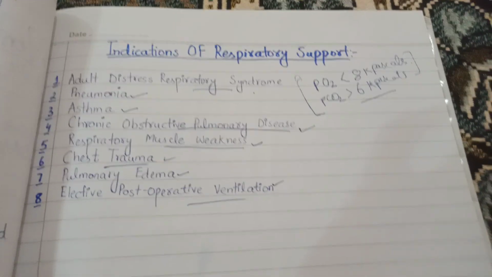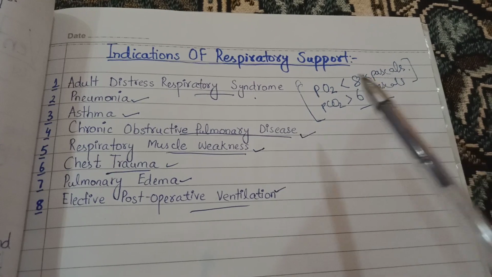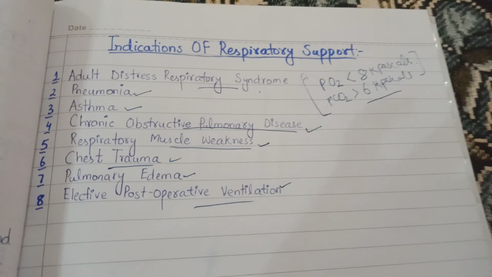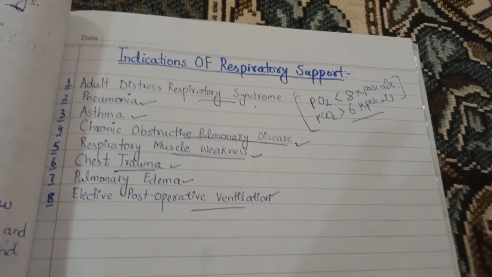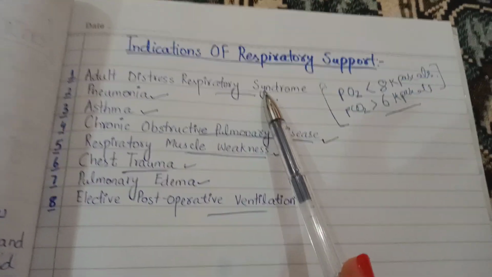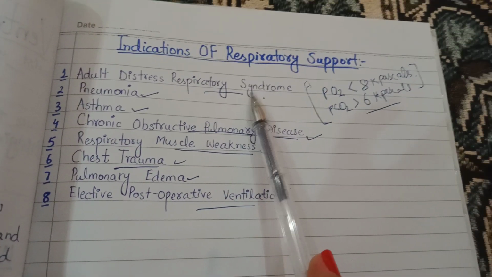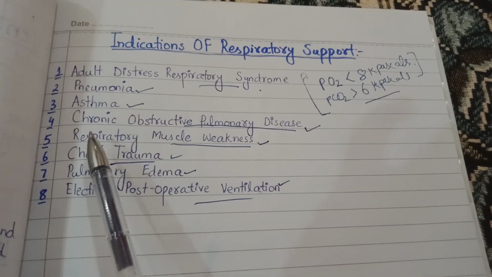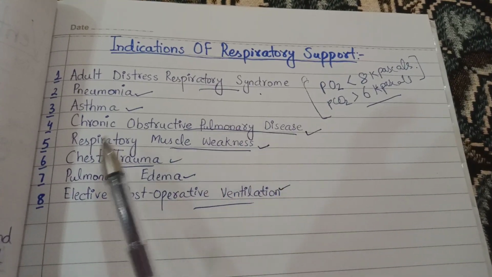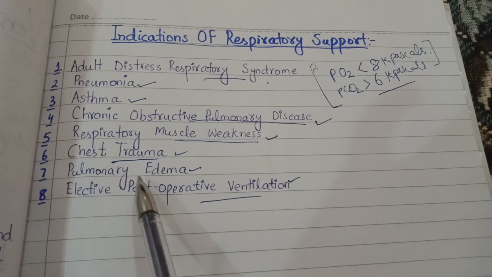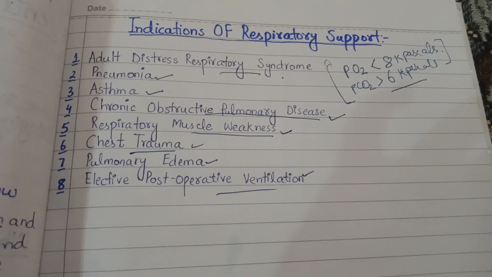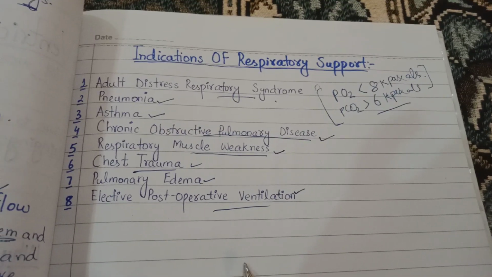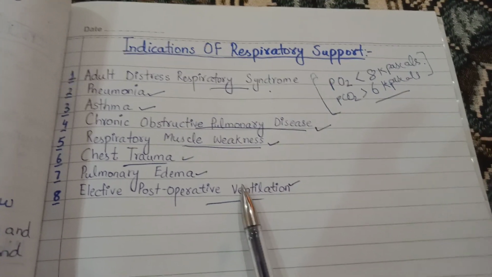Now we will discuss indications of respiratory support. Indications of respiratory support include adult respiratory distress syndrome, because in adult respiratory distress syndrome gaseous exchange is not occurring. Pneumonia, asthma, chronic obstructive pulmonary disease, respiratory muscle weakness, chest trauma, pulmonary edema, and elective post-operative ventilation, meaning it assists during surgery because of anesthesia.